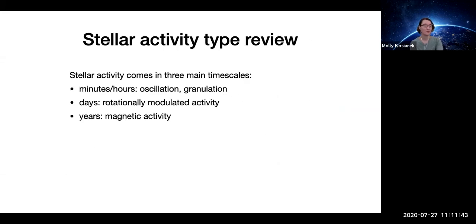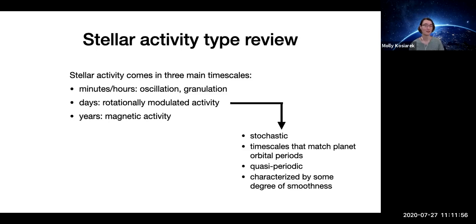So to review, what are we trying to model? Stellar activity occurs in 3 main timescales, and we're focusing on the middle one, the stellar rotation that occurs over a number of days. These signals are stochastic. They often match the timescale of planet orbital periods. They're quasi-periodic due to a combination of periodic stellar rotation and evolving active regions. And they're characterized by some degree of smoothness since the active regions change for a finite amount of time.